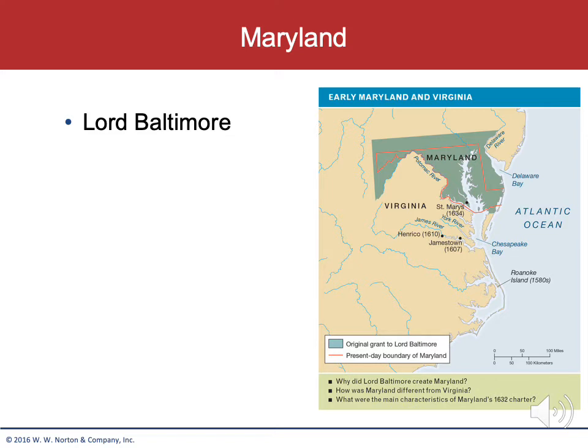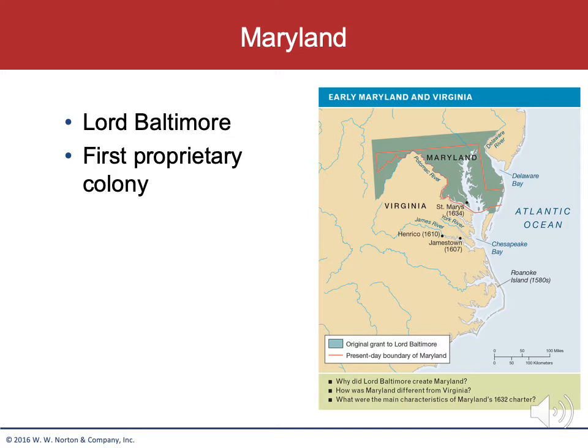And the state flag of Maryland, trivial pursuit question there, is the only flag that has a family's coat of arms on it. So this is our first proprietary colony in the New World because it's owned by one person or proprietor. And Lord Baltimore was a loyal member of the peerage who was Catholic and is basically allowed to create a haven for Catholics in the New World.